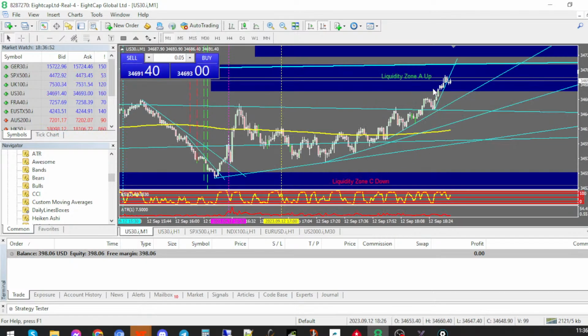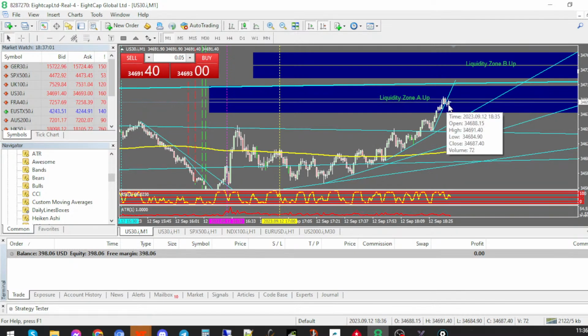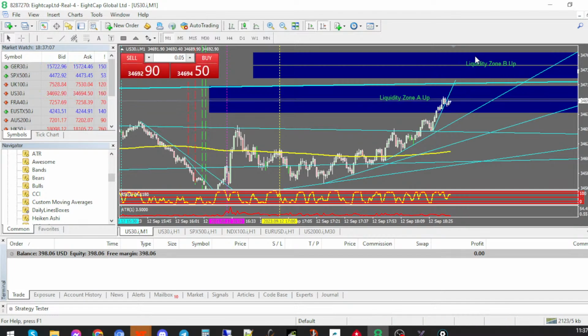All right, so we got that break. So I'm just going to keep looking for the next break. So this could break here, pull back, get to zone B. If it gets to zone B, I'm going to look for a new break, then pull back, then the second break again.